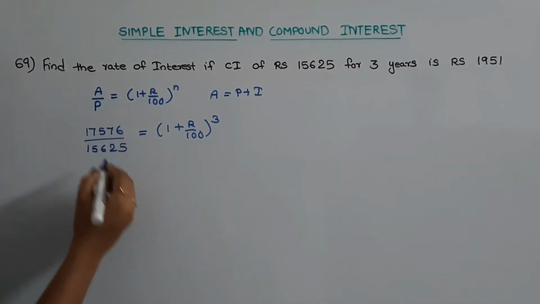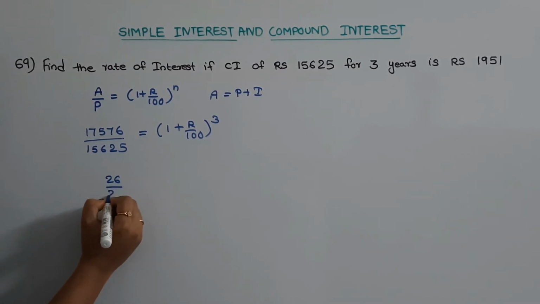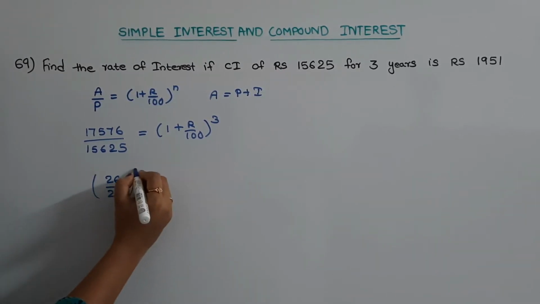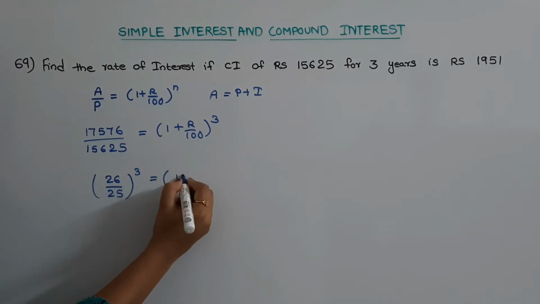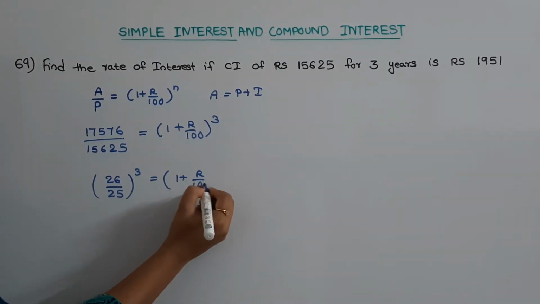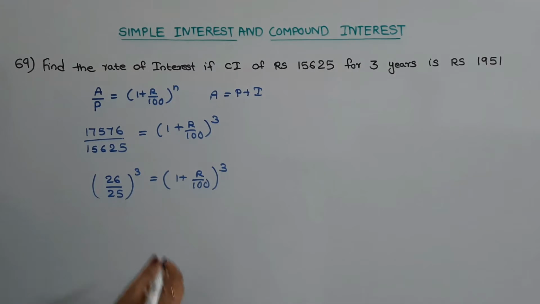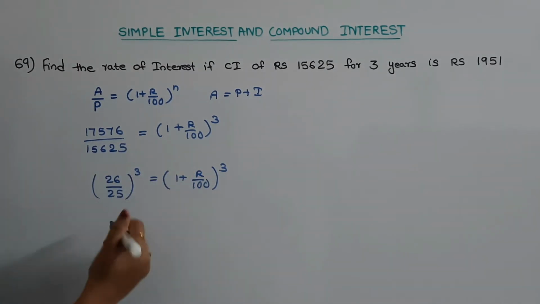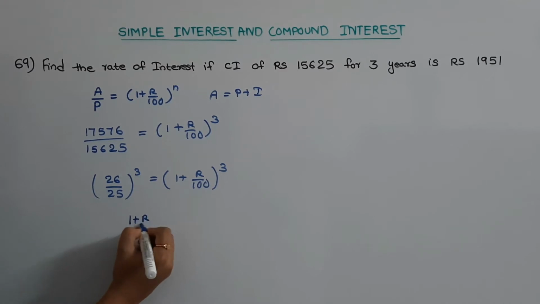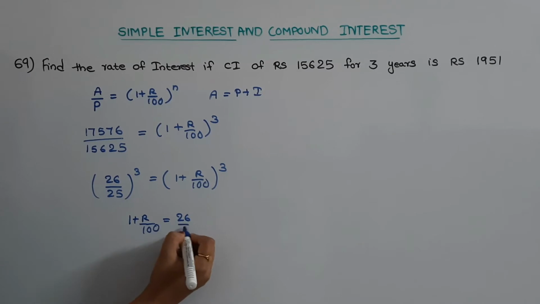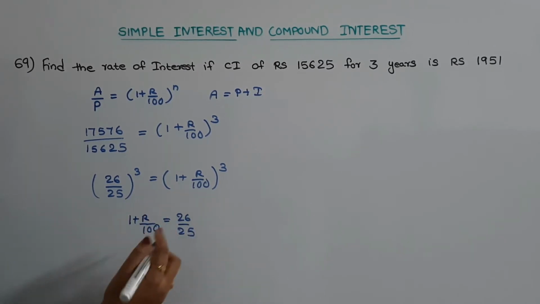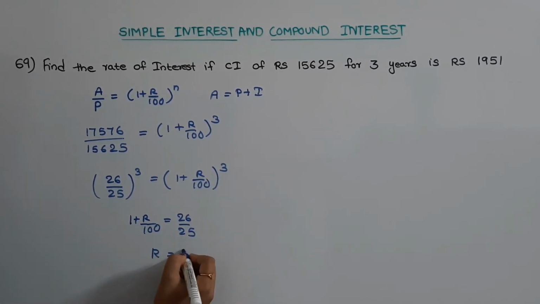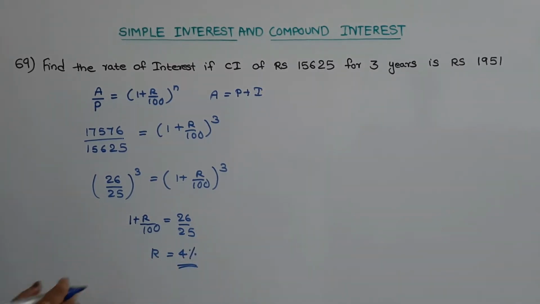So we can write this as (26 by 25) whole cube is equal to (1 plus R by 100) whole cube. Now since the powers are same, we can equate the bases. So from this, 1 plus R by 100 is equal to 26 by 25. So on solving this you will get the R value as 4%. So this is the answer.